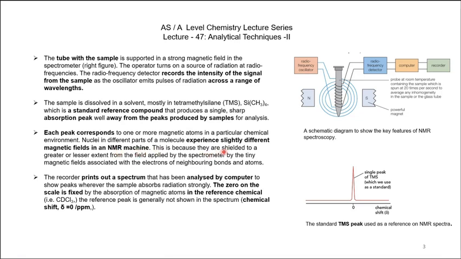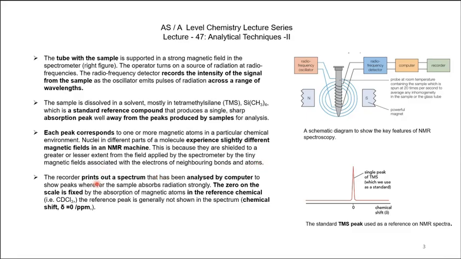Why is it so? Because they are shielded. Some are shielded to a greater extent, some to a lesser extent. And this is due to the tiny magnetic fields associated with electrons of neighboring, bonded atoms.